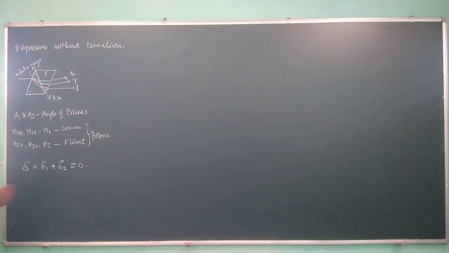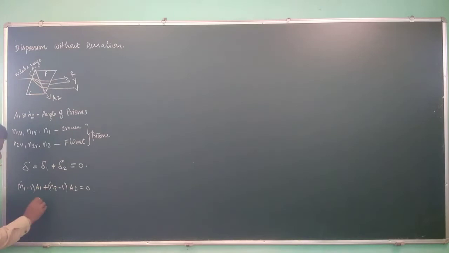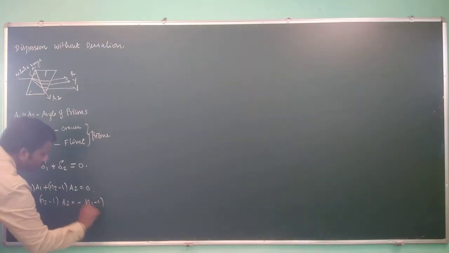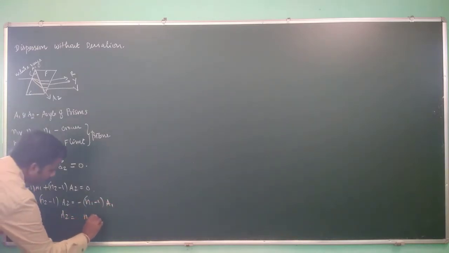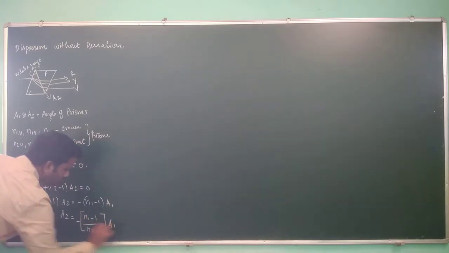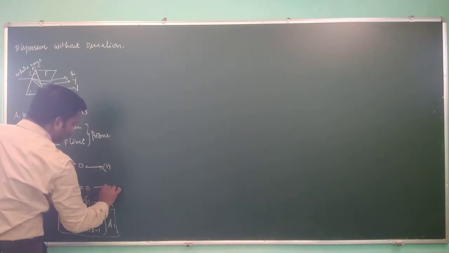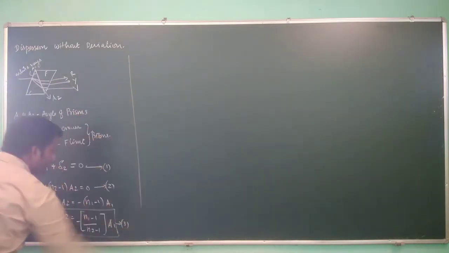So the equation for deviation is n1 minus 1 into a1 plus n2 minus 1 into a2, which is equal to 0. We can rewrite this equation for n2, so that n2 minus 1 into a2 is equal to minus n1 minus 1 into a1, or you can write a2 equal to minus n1 minus 1 by n2 minus 1 into a1. These are equation number 1, equation number 2 and equation number 3. Fine.